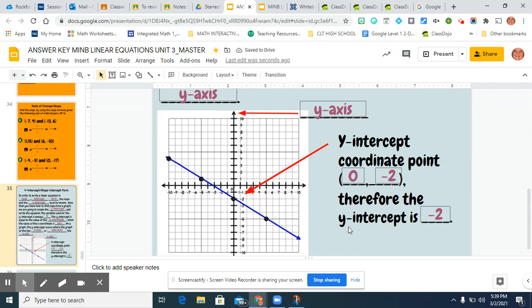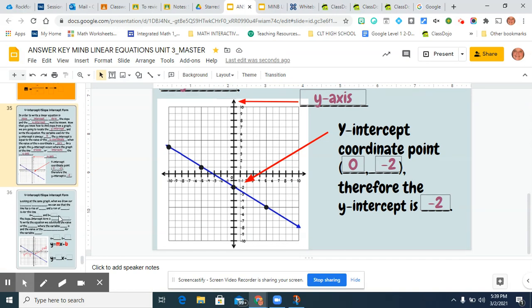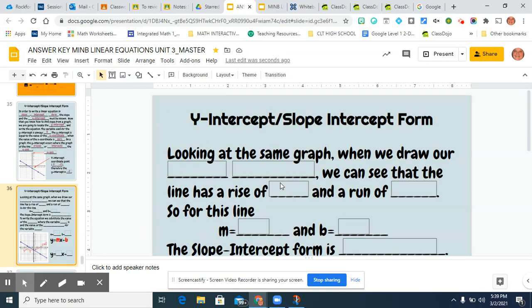It's understood that when you're talking about a y-intercept, the value of x on this axis is 0. You haven't moved side to side at all. So by saying the y-intercept is -2, I know to go to the y-axis, go down to -2, and that must be my point. Moving on to the second page of notes.